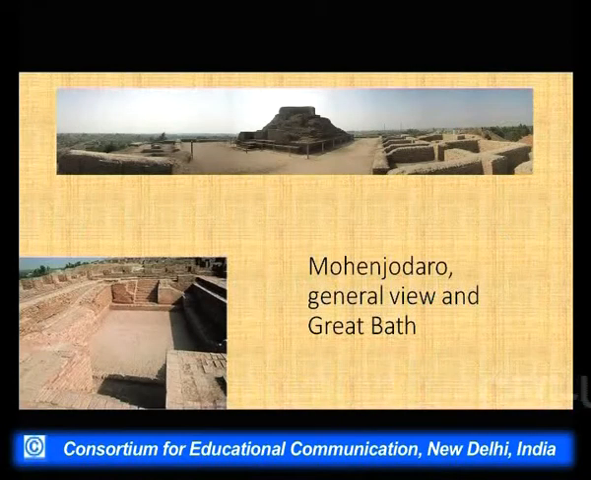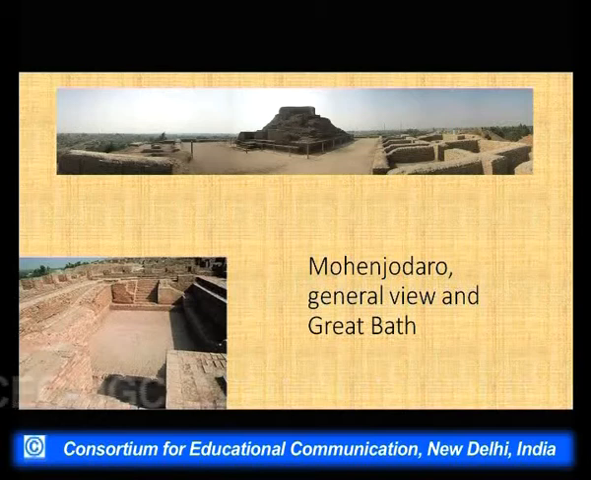Now we come to two of the major sites of Harappan civilization. One is Mohenjo-Daro. Harappa was the first site that was excavated, but Mohenjo-Daro was the first site that was extensively excavated and studied. You will see that Mohenjo-Daro is built at 2 major levels.